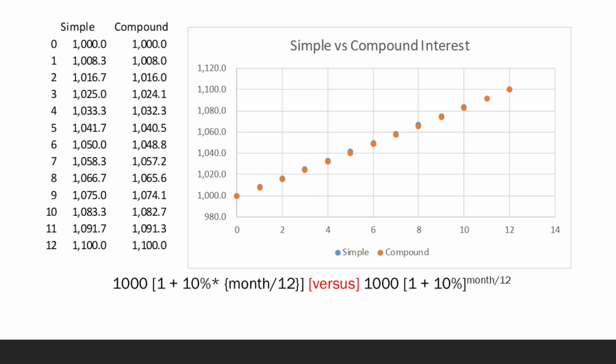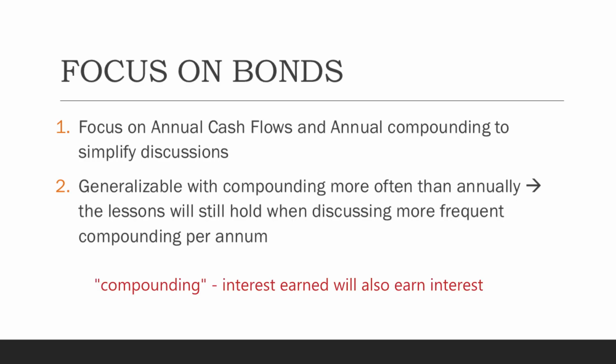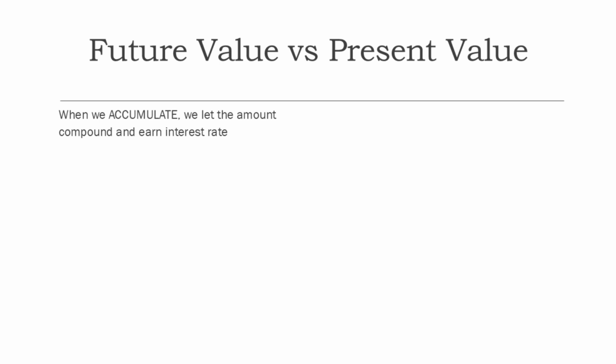But for today's lessons, we won't deep dive into the different ways interest rates can be expressed in terms of simple interest or periodic compounding, which really deserves its own video. For now, we will focus on annual compounding, meaning interest is earned every year, and any interest earned will also accrue interest as we move forward, the very definition of compounding. So we'll focus on bonds, and the focus will be on annual cash flows and annual compounding to simplify the discussions.